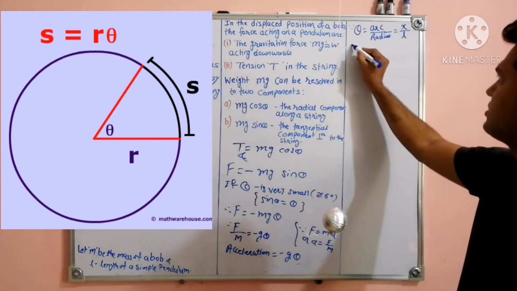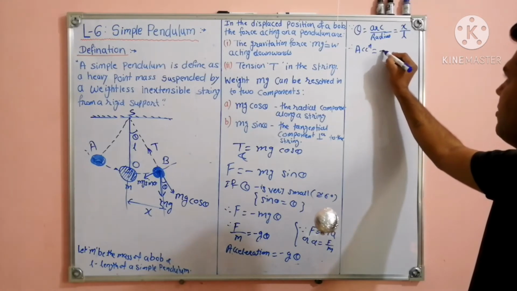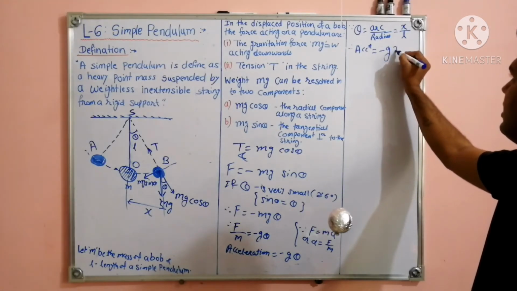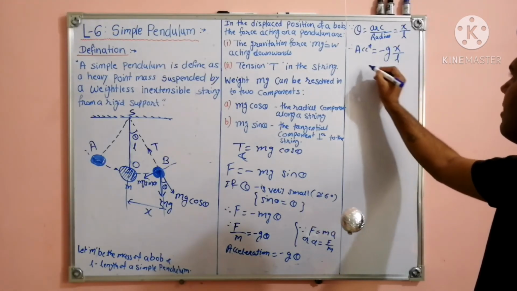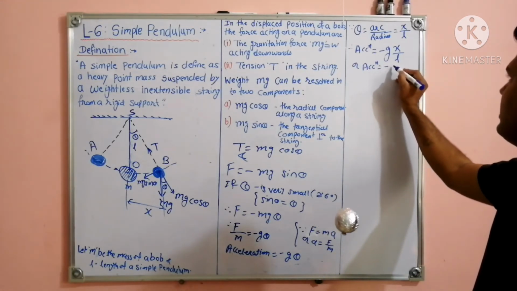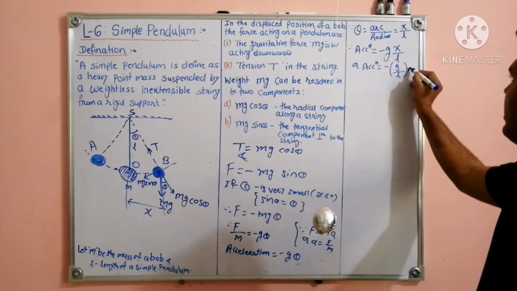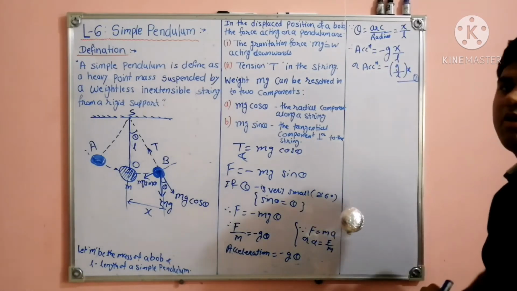So this acceleration once again can be written as acceleration equals minus g into x by L, or acceleration can be written as minus g by L into x. This is considered as equation number 1.